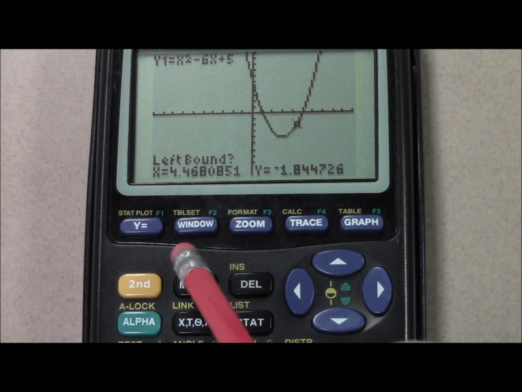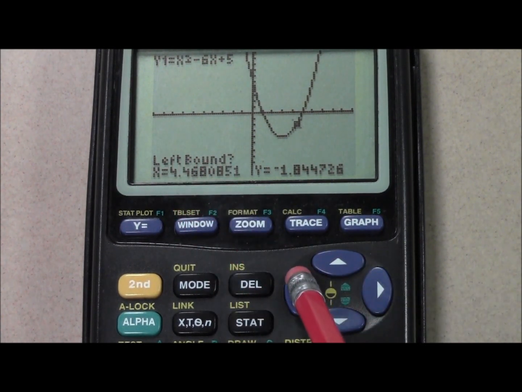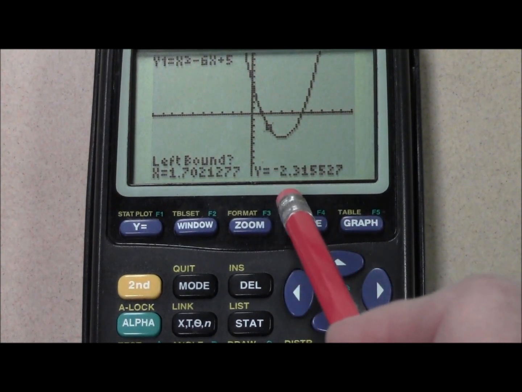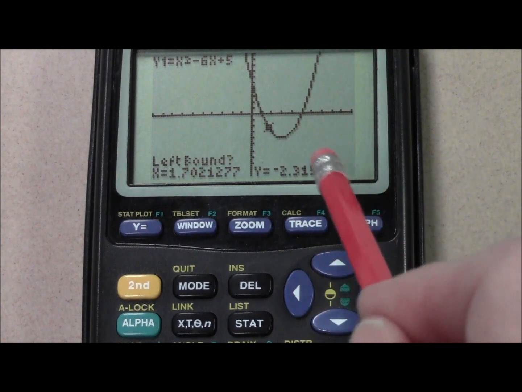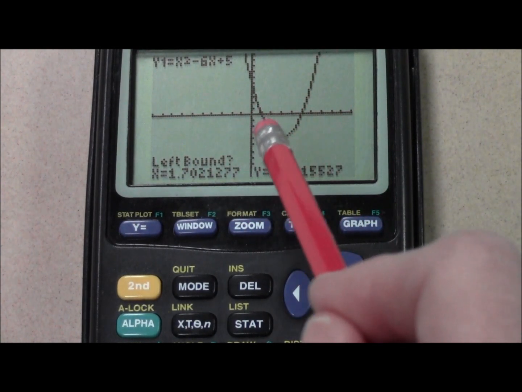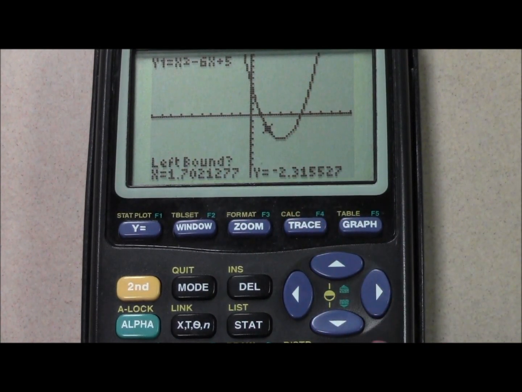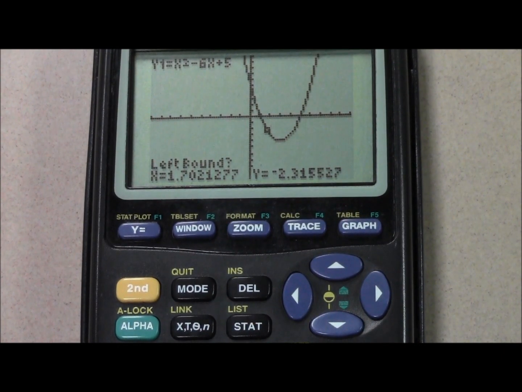Now notice that it says left bound. So we want to find out where the left limit of where we're trying to find our vertex, our minimum point, is. So we want to make sure that we go to the left of our curve. Even if the parabola curved upward, you'd start with that left bound to the left of the curve. And then you're going to hit your enter button.